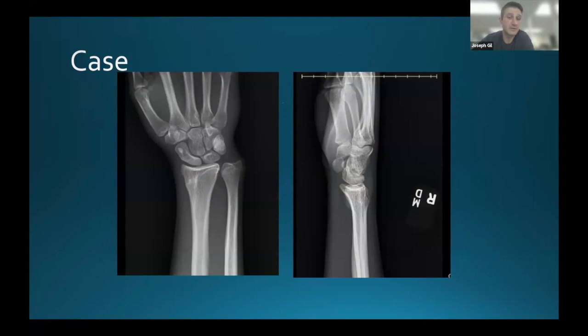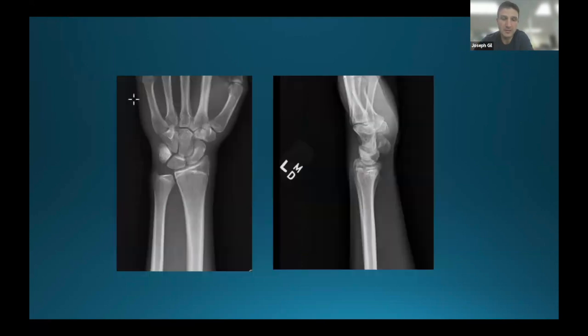So here you clearly see the loss of the radial inclination, and on the lateral film you see the fracture malunion itself is dorsally angulated. His primary complaints were limited rotation and dorsal and ulnar wrist pain. So we offered him a malunion correction. Our two goals were to restore his radial inclination and to correct his volar tilt. So we did an extra-articular opening wedge osteotomy that we left hinged.